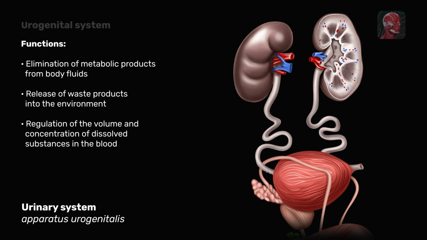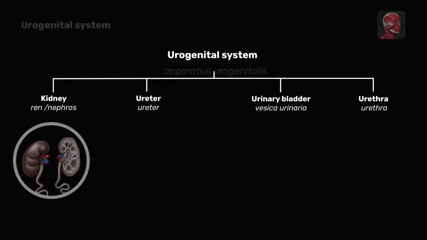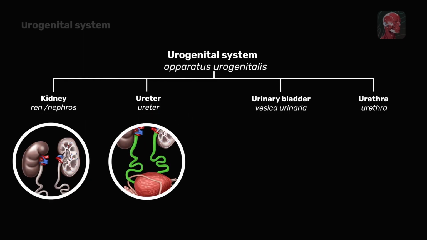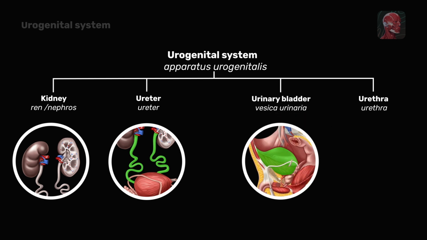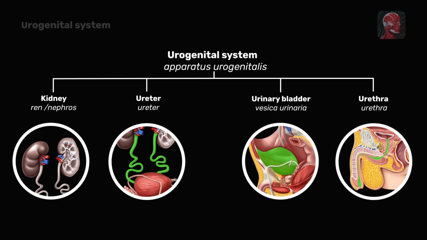This system includes the following organs: the kidneys, ureters, the urinary bladder, the urethra.